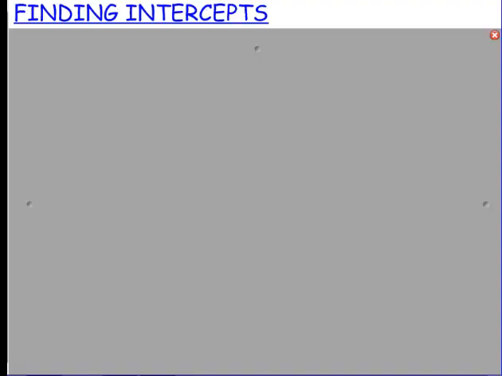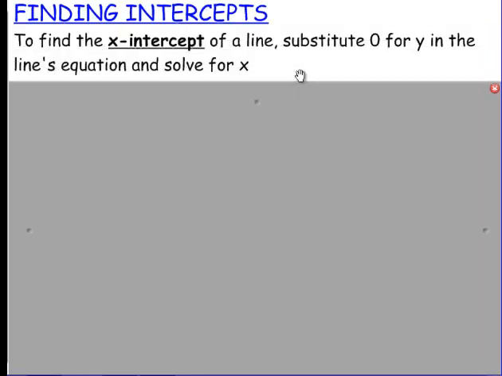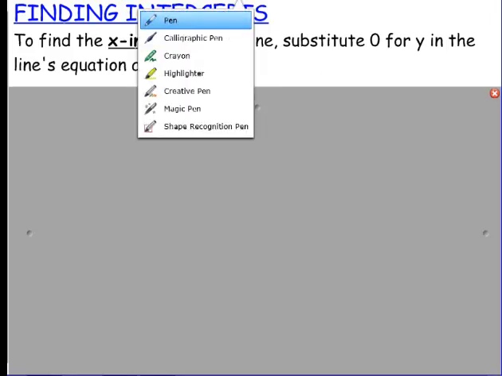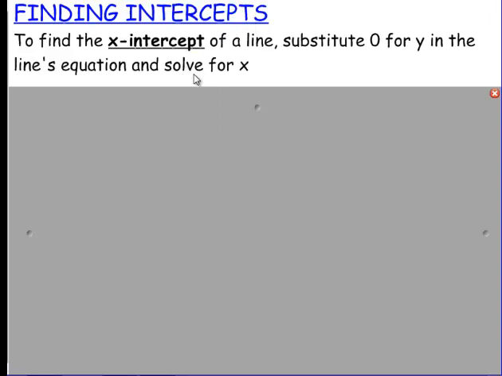We're going to find intercepts. Very, very important. Got to have this for the rest of this week. To find the x-intercept of a line, substitute 0 for y in the line's equation and solve for x. That's the big critical idea: substitute 0 for y and then solve for x. We'll do an example in a moment, but that's the basic idea.